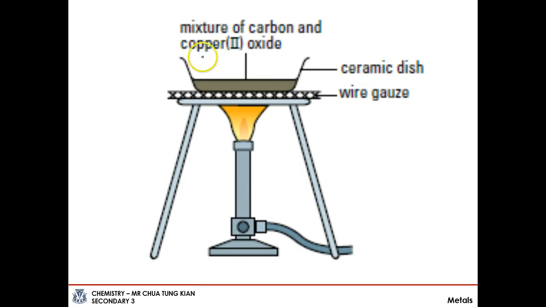Okay, so for copper 2 oxide with carbon, as we mentioned in the earlier example, we add these two together into a dish, we heat it really strongly, and after a while you will have your copper oxide reacting with carbon to give you your copper plus your carbon dioxide. So CO2 will escape into the atmosphere. What's left behind will be the copper metal, which is pink or reddish brown.